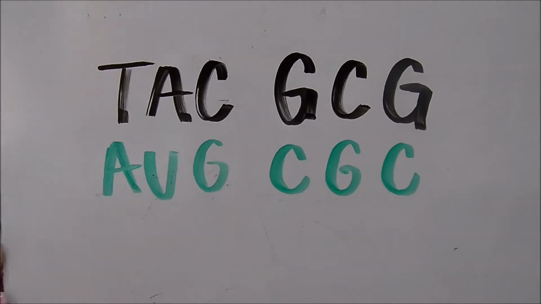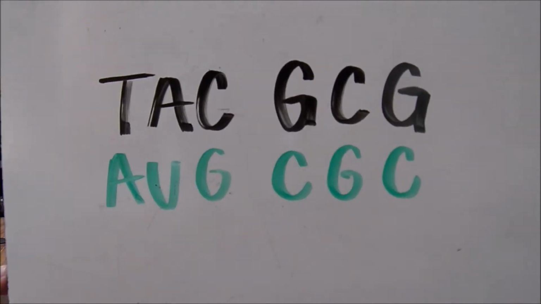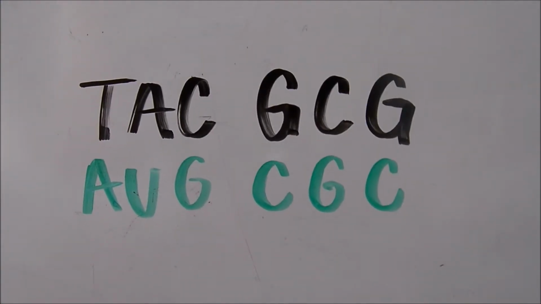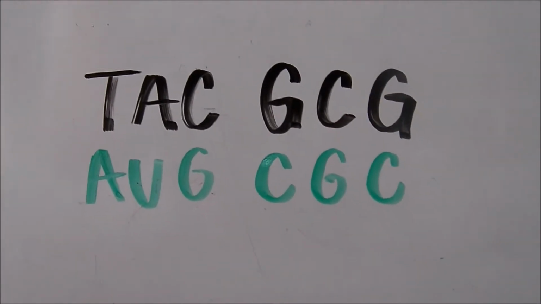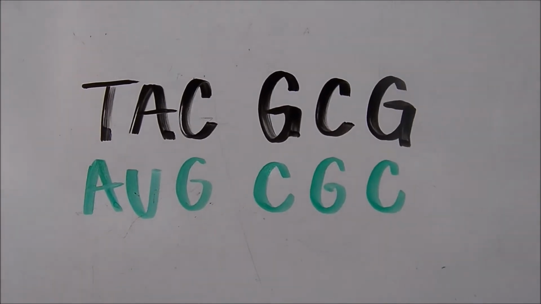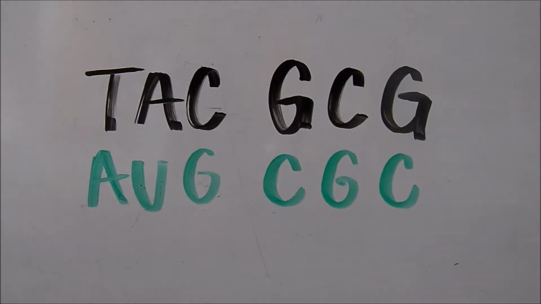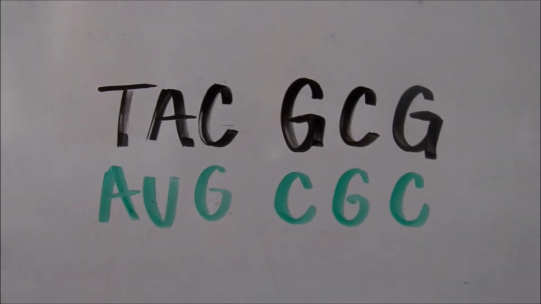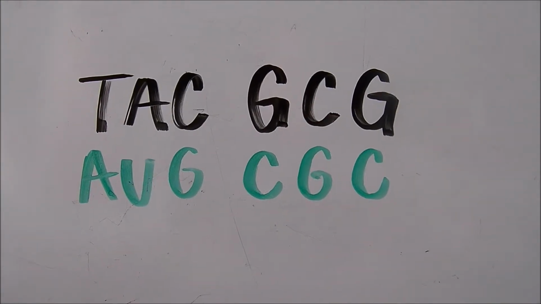So T stands for thymine, A stands for adenine, C stands for cytosine, G stands for guanine, and U stands for uracil. So the top row is the original DNA that's written in black, and then the one written in green on the bottom is the mRNA. So T goes to A, A goes to U, C goes to G, and G goes to C. And then that pattern continues.